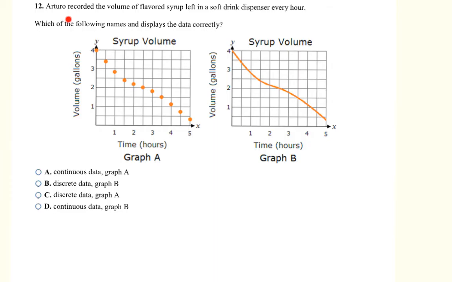Here, Arturo recorded the volume of flavored syrup left in a soft drink dispenser every hour. Which of the following names and displays the data correctly? So first of all, can you only have whole numbers, or can you have everything in between also? When you're talking about the volume of a liquid left, you can have everything in between also. So that's going to be this graph here where the points are connected. And since the points are connected, that's going to be continuous. So the answer here that says continuous in graph B is D.